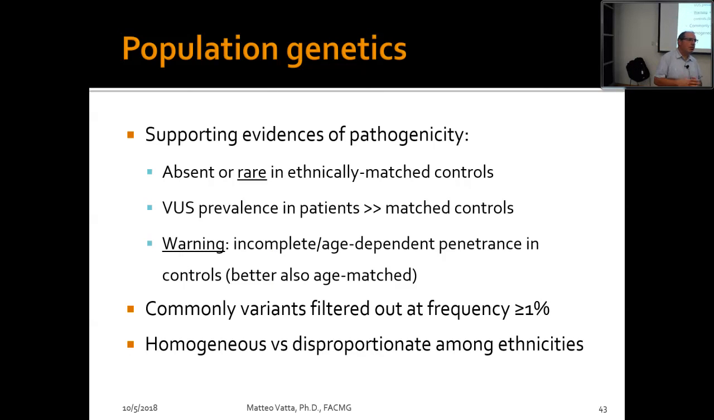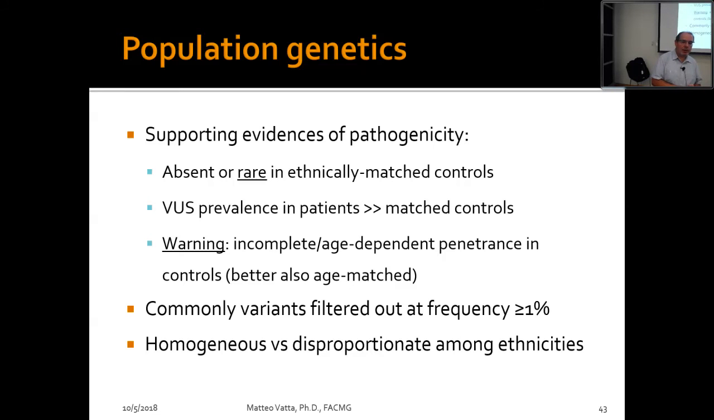Population genetics is also very important. So knowing whether the variant is present or not in the population, and how frequent it is, could have a very significant impact on the classification. So if a variant is absent or is extremely rare in ethnically matched controls, then this could be moderate evidence for pathogenicity.